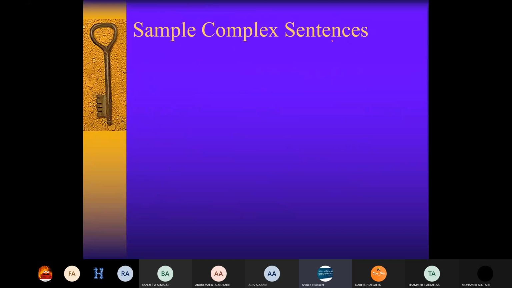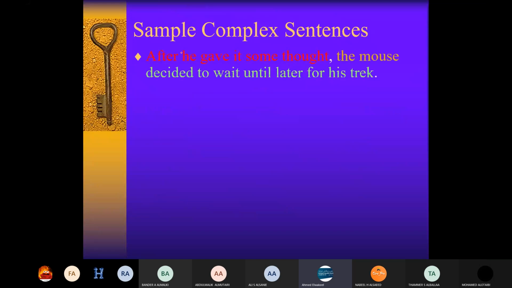Alright, so here are some samples of the complex sentence. After he gave it some thought, the mouse decided to wait until later for his trick. So we have here the subordinating conjunction after. If we eliminate after from the sentence, we will have two simple sentences and a comma. Yet, because of after here, we have the complex one.